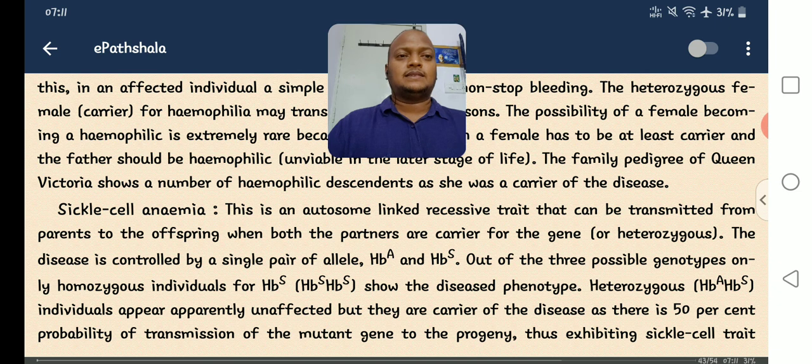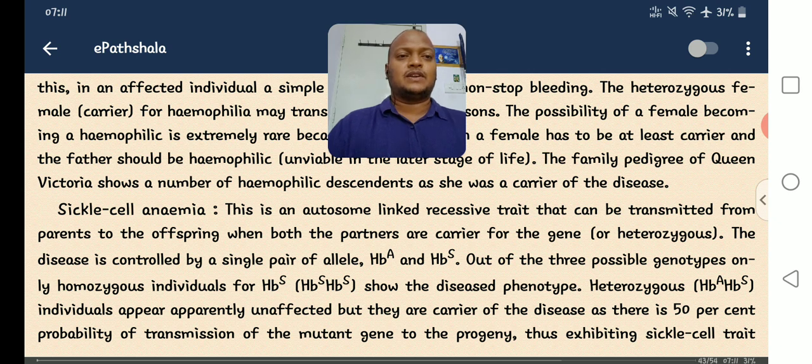In the earlier class we discussed genetic disorders, Mendelian disorders, and in Mendelian disorders, autosomal dominant disorders.